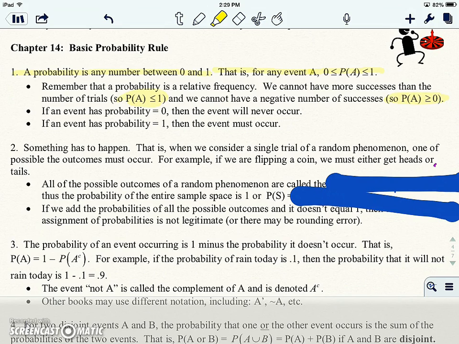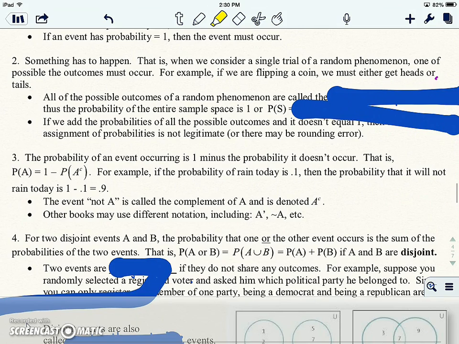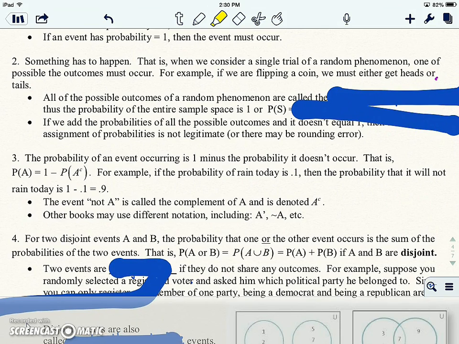If an event has a probability of 0, then it will never occur. If an event has a probability equal to 1, then the event must occur. Something has to happen. That is, when we consider a single trial of a random phenomenon, one of the possible outcomes must occur. For example, when we are flipping a coin, we must either get heads or tails. Yes, it could land on its side, but that almost never happens, so we just ignore it.